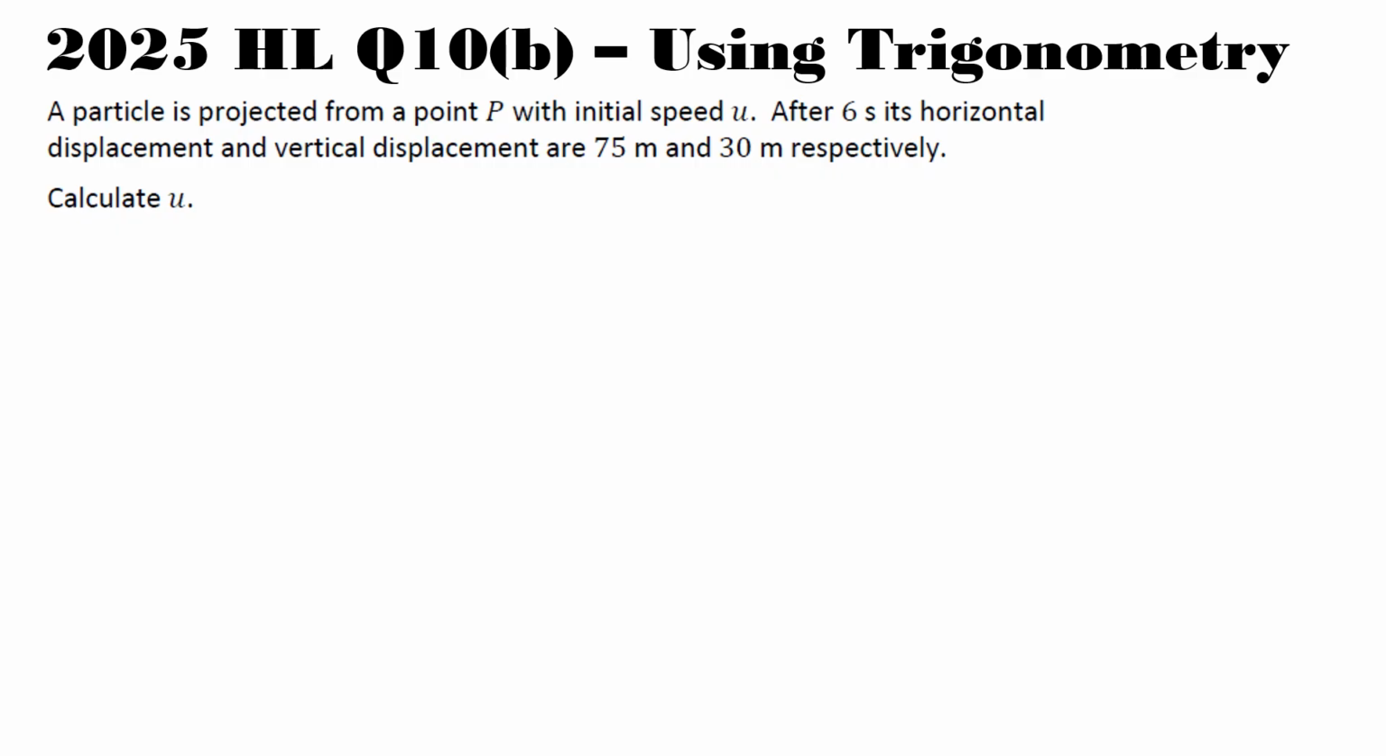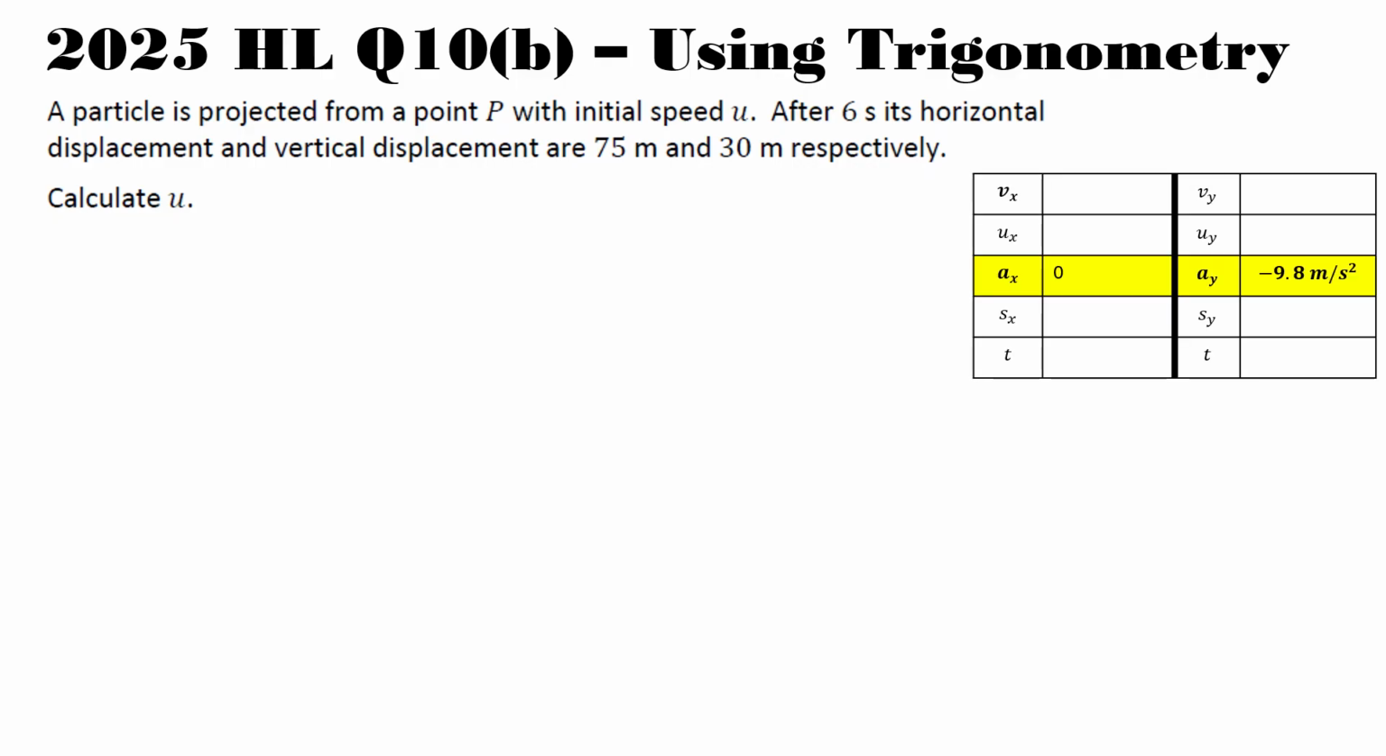I'm going to do this in two different ways. I'm going to use trigonometry, which may not be the first choice, but a lot of students will default to this method because of the way that they resolve their initial velocity. So I'll work it through with trigonometry and then I'll show you a nice quick way where we don't have to use trigonometry. So let's set up our little table of what our v, u, a, s, t is in both directions.